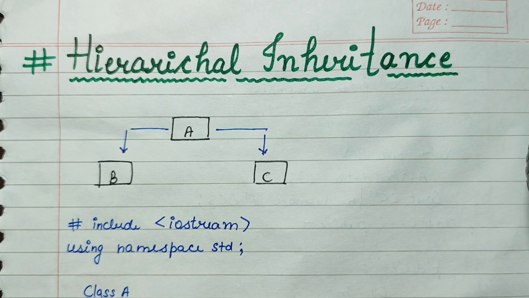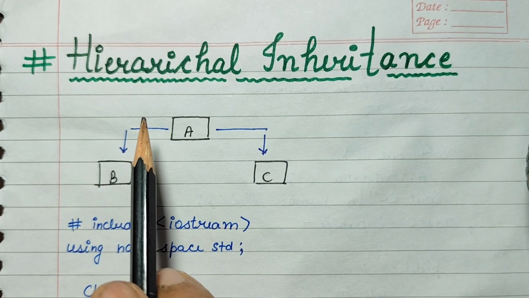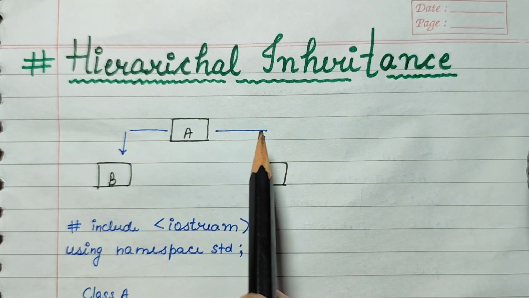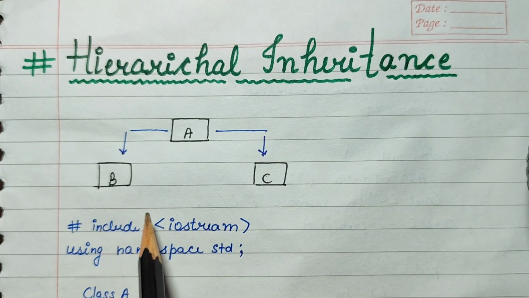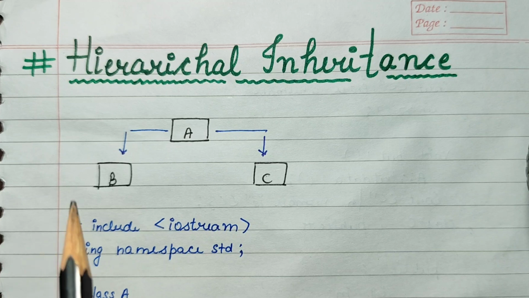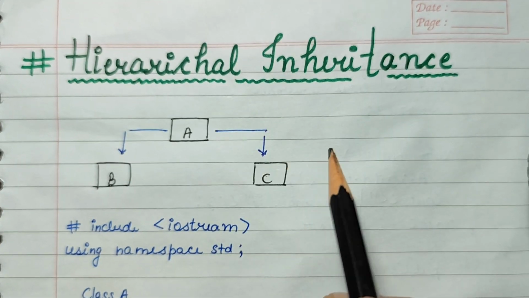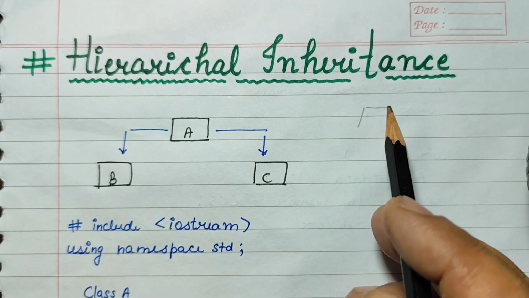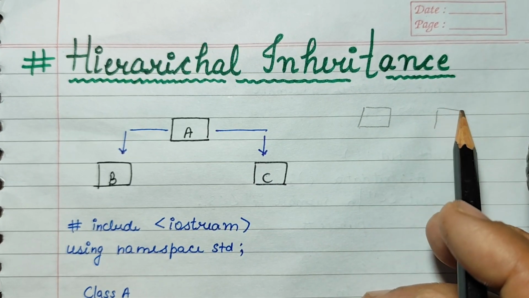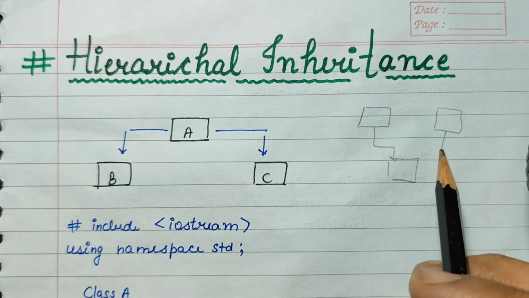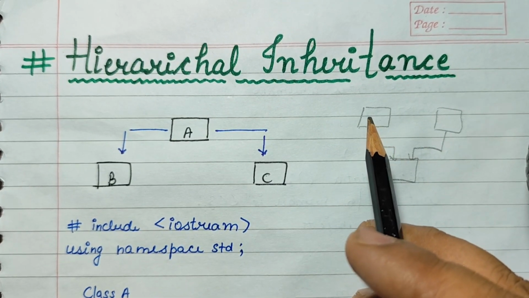In today's session, I will discuss how to implement hierarchical inheritance. I hope all of you know about the block diagram of hierarchical inheritance. Hierarchical inheritance is just the opposite of multiple inheritance. In multiple inheritance, we have two or more base classes and we derive a new class. This is the block diagram of multiple inheritance.